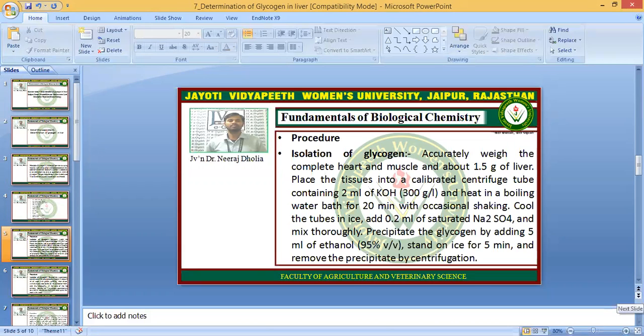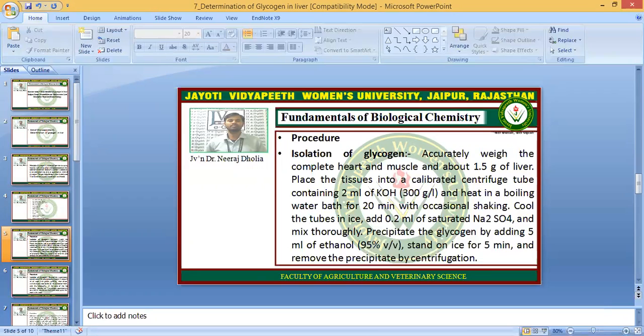In the isolation, accurately weigh 1.5 gram of the complete liver tissue and place the tissue into calibrated centrifuge tubes containing 2 ml of KOH, and heat in a boiling water bath for 20 minutes with occasional shaking. Cool the tubes in ice and add 0.2 ml of saturated Na2SO4 and mix thoroughly.